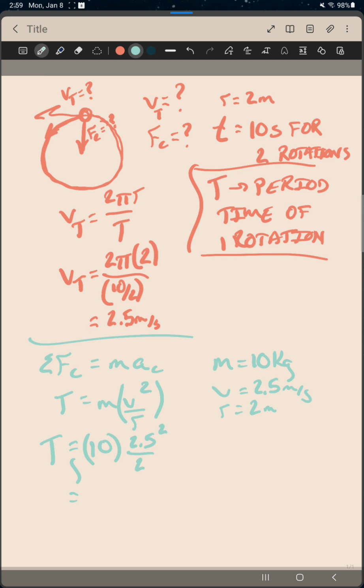There's your force in newtons, which doesn't really mean anything to anybody. But if you multiply by 0.225, it's approximately 7 pounds. Now, 10 kilograms is 20 pounds. I didn't really specify, but say it's a horizontal plane. You're spinning this thing in a horizontal plane, and it's putting about 7 pounds of tension in that cable. All right, guys.